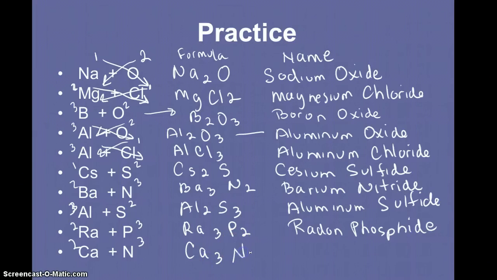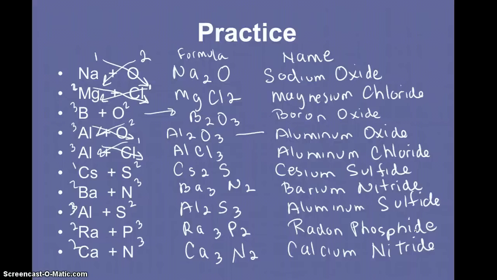Ca3N2. And I bet you already have this written ahead of me. I'm hoping. Calcium nitride. There you have it. That's how we're going to continue to write binary ionic compounds. Working with only 2 elements here, we have a metal plus a nonmetal. They do all end in IDE, and remember we go with that top oxidation state.